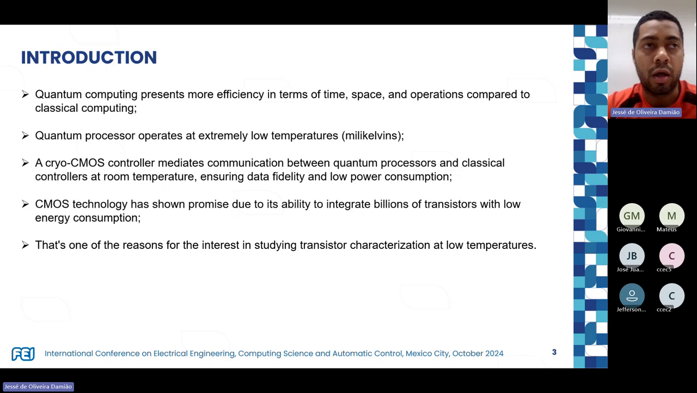A quantum computer consists of a quantum processor that operates at extremely low temperatures, around millikelvins, and a classical controller that operates at room temperature. Because of the temperature difference between the quantum processor and the classical controller, an intermediate controller is required. For this purpose, a CMOS controller was proposed. This CMOS controller mediates the communication between the quantum processor and the classical controller, ensuring data fidelity and low power consumption. Among several technologies, CMOS technology has shown promise due to its ability to integrate billions of transistors with low energy consumption. So that's one of the reasons for interest in studying transistor characterization at low temperatures.